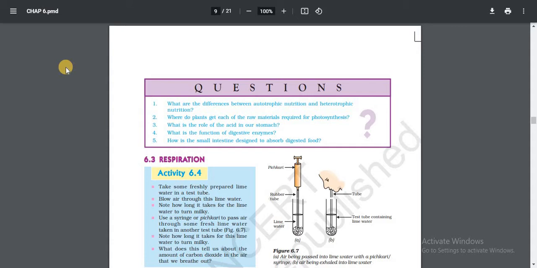2. Where do plants get each of the raw materials required for photosynthesis? 3. What is the role of the acid in our stomach? 4. What is the function of the digestive enzymes? 5. How is the small intestine designed to absorb the digested food?